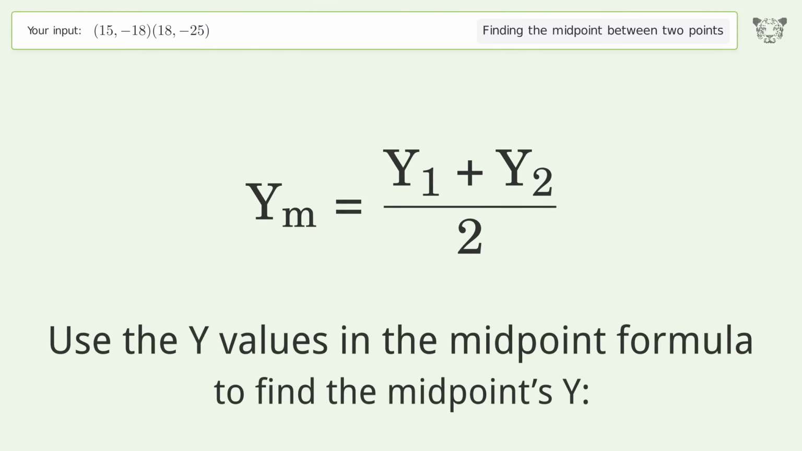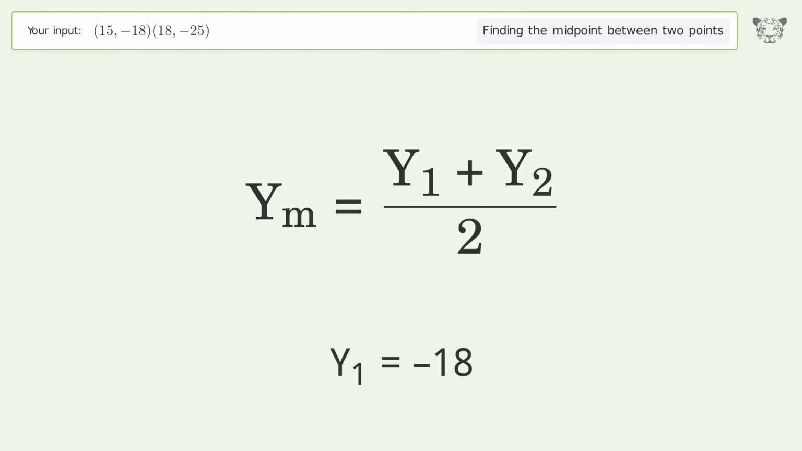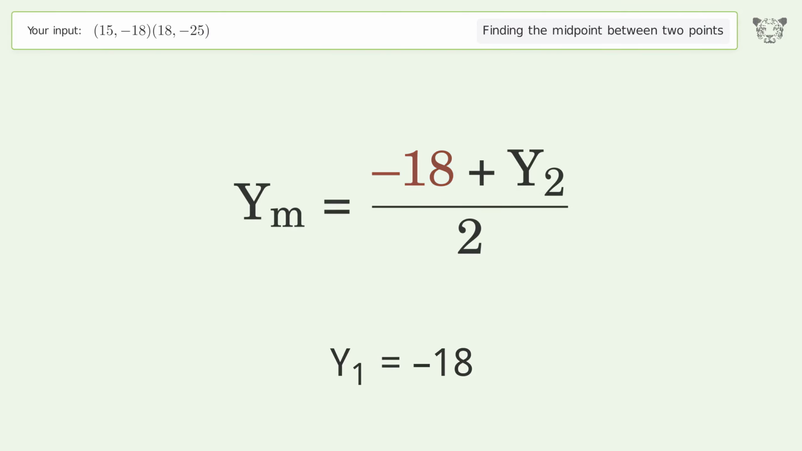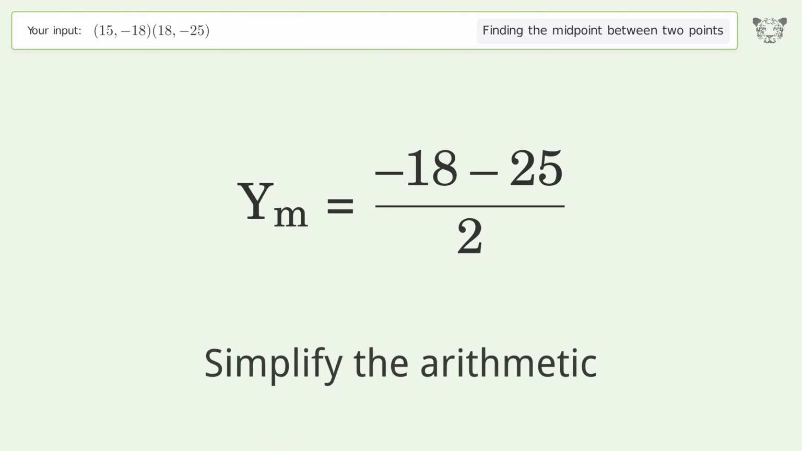Use the y values in the midpoint formula to find the midpoint's y. y1 equals negative 18. y2 equals negative 25. Simplify the arithmetic.